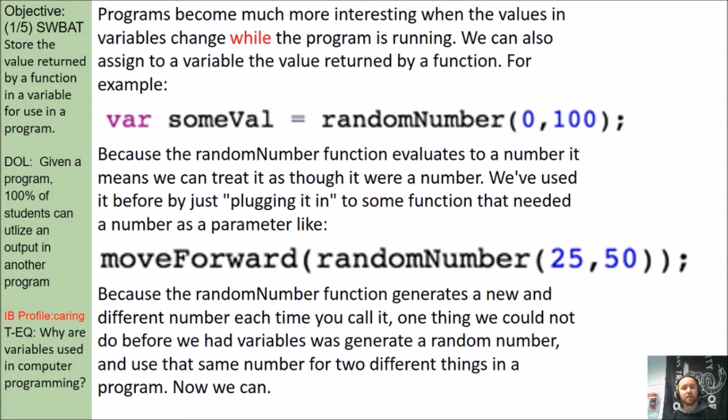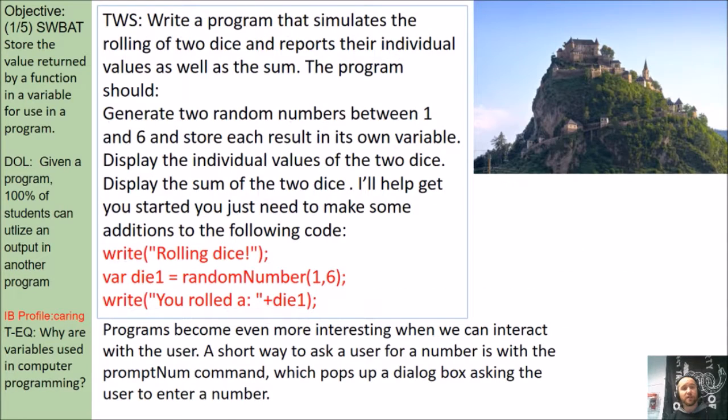Because the random number function generates a new and different number each time you call it, one thing we could not do before we had variables was generate a random number and use that same number for two different things in a program, and now we can. So your task is to write a program that simulates the rolling of two dice and reports their individual values as well as the sum.